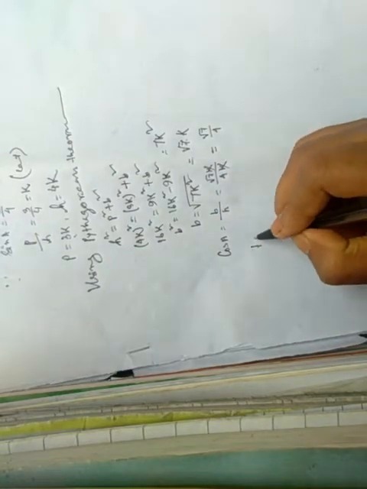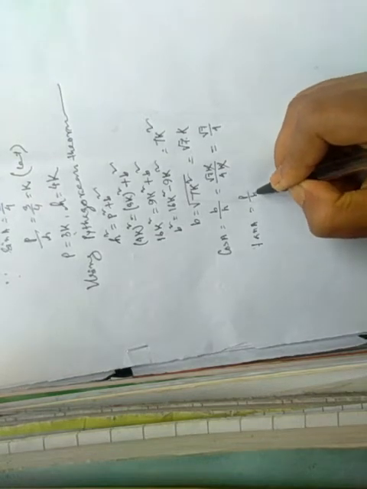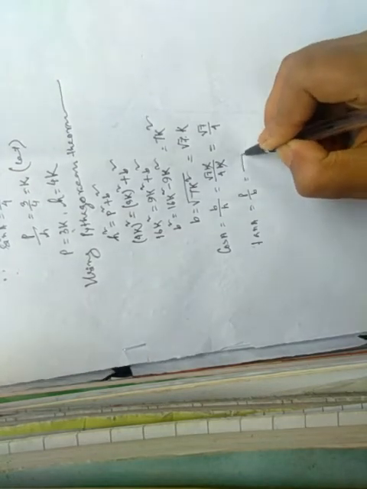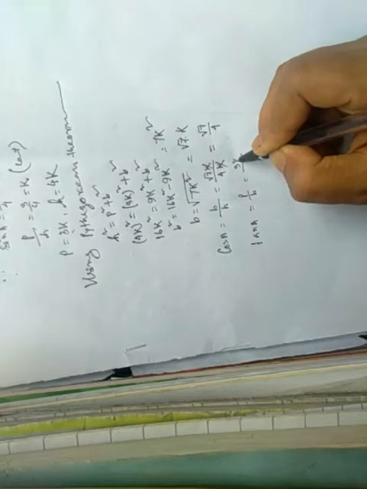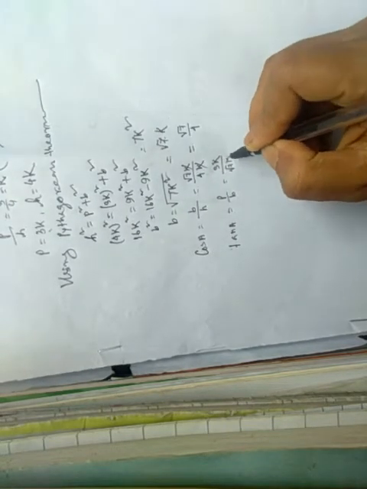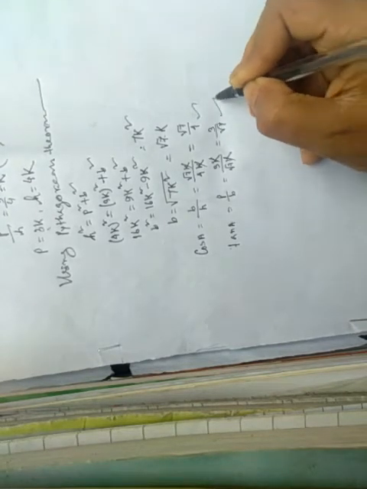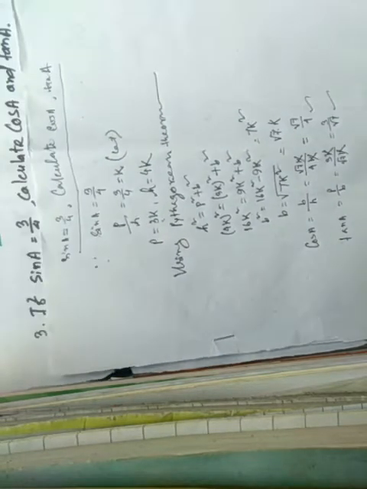Next we should calculate tan A. Tan equals p by b, the length of perpendicular line is 3k, the length of base is root 7k. We cancel k and k, so 3 by root 7. This is the answer of the first question. Okay.